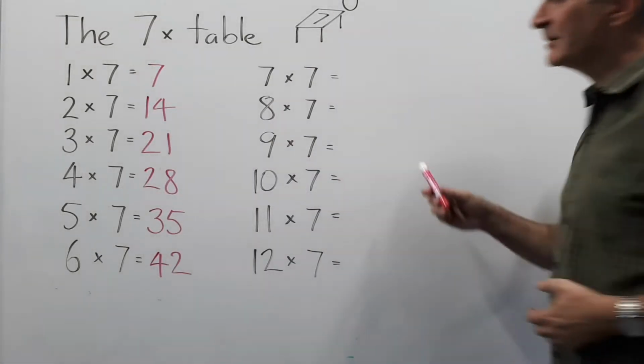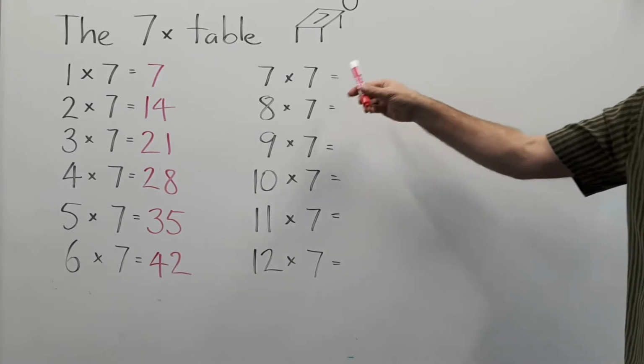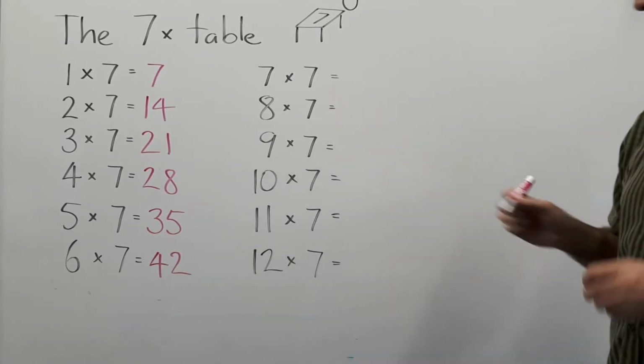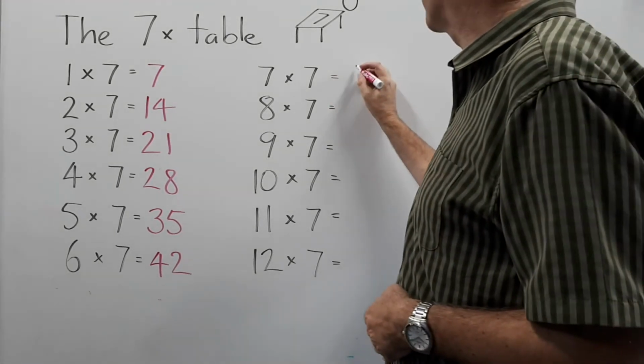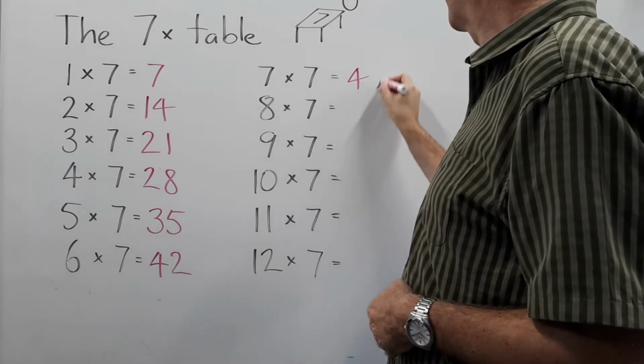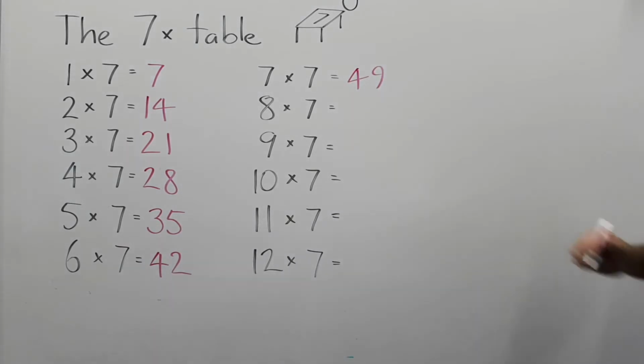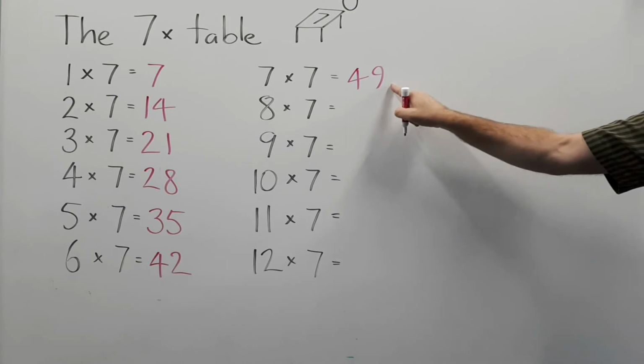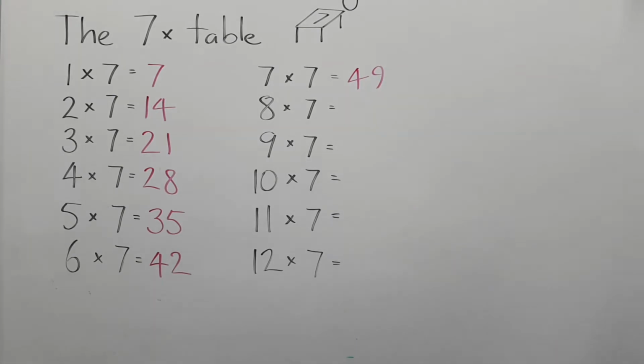One of the more interesting ones in the 7 times table is 7 times 7, which is 49. It looks like it doesn't belong in a times table to me, 49. So how does that fit? But it's 7 times 7.